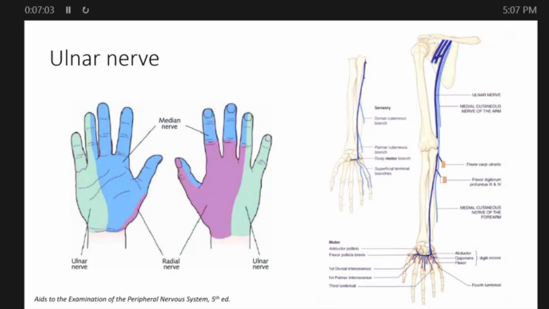So for the unusual entrapments, actually for both Guyon's canal and even for the more common ones like ulnar entrapment at the elbow, I will get some imaging studies on those patients because you don't want to miss a mass lesion or some unusual cause of compression. You don't like surprises at the time of surgery.